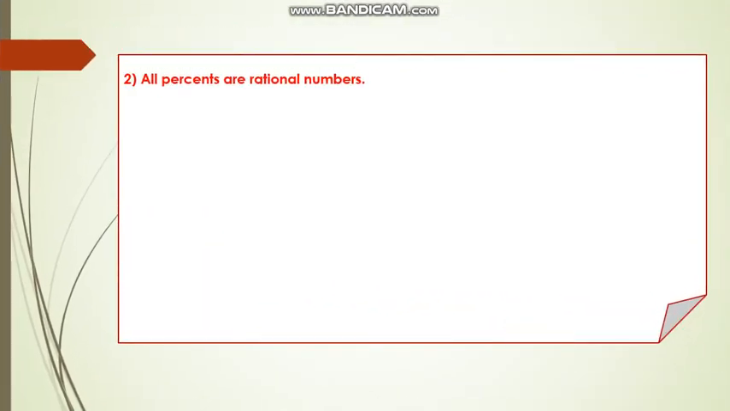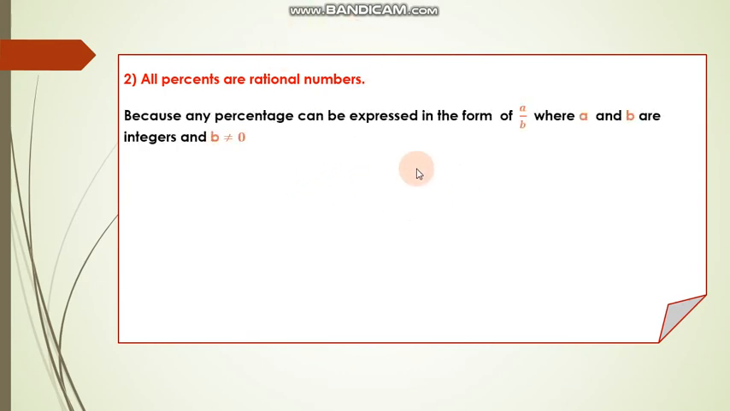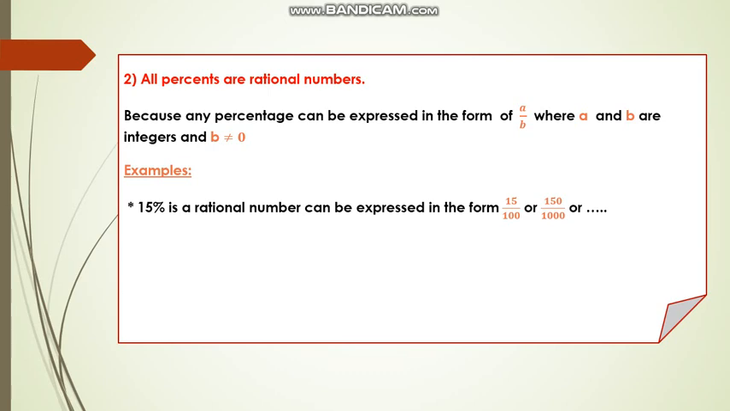Number 2, all percents are rational numbers. Percents are rational numbers because any percentage can be expressed in the form of A over B, where A and B are integers and B not equal 0. For examples, number 1, 15% is a rational number. Why? Because it can be expressed in the form 15 over 100 or 150 over 1000.